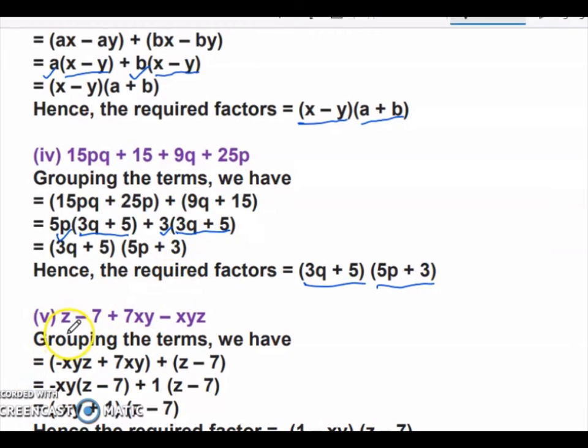The fifth one is z minus 7 plus 7xy minus xyz. So we will group the terms in the following way: minus xyz plus 7xy, plus z minus 7. So from the first two terms we can take minus xy common, so it will be minus xy into z minus 7, plus this one we can write as 1 into z minus 7. So z minus 7 is common between these two. We can take that outside the bracket and we'll have minus xy plus 1 into z minus 7 as the two factors.